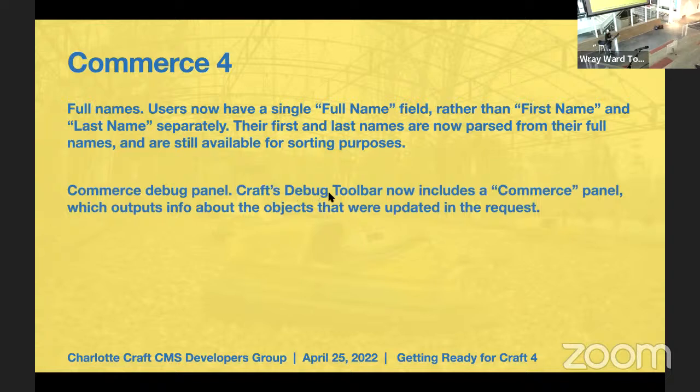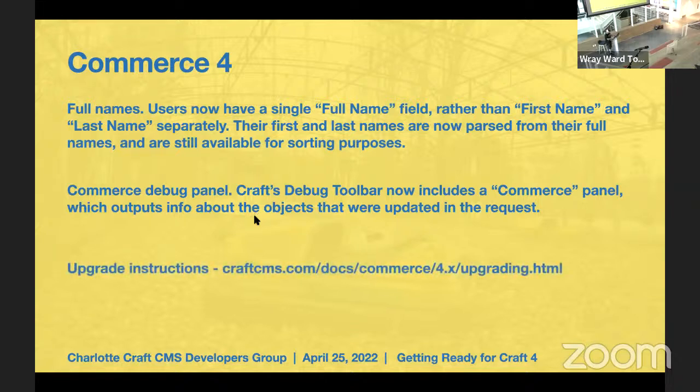The debug toolbar now has a Commerce panel. It puts info about the objects that were updated and whatever request you're doing, whether it's moving from a cart to an order or changing order status or something like that. It gets pretty deep. So here's the link to the Commerce 4.x upgrading side of things. Honestly, reading it might be more work than Craft 4 is, which is pretty funny because it was the complete opposite in the past. It was like, okay, just move to Commerce 3, you're good. Now it's like, okay, you really do have to change some stuff in here.